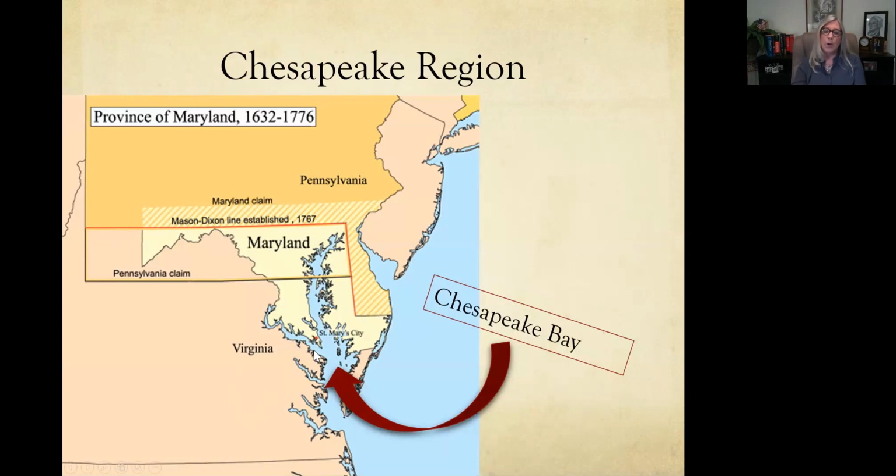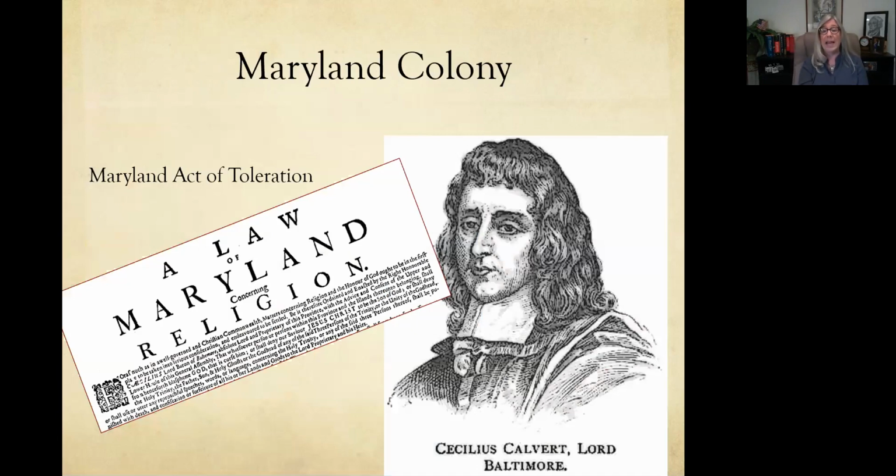And if tobacco grows here in the Chesapeake, won't tobacco also grow here in the Chesapeake region? So this becomes very quickly a tobacco growing colony. And the Catholics are outnumbered very, very quickly. And the Lord Baltimore is worried that they are going to once again be persecuted.